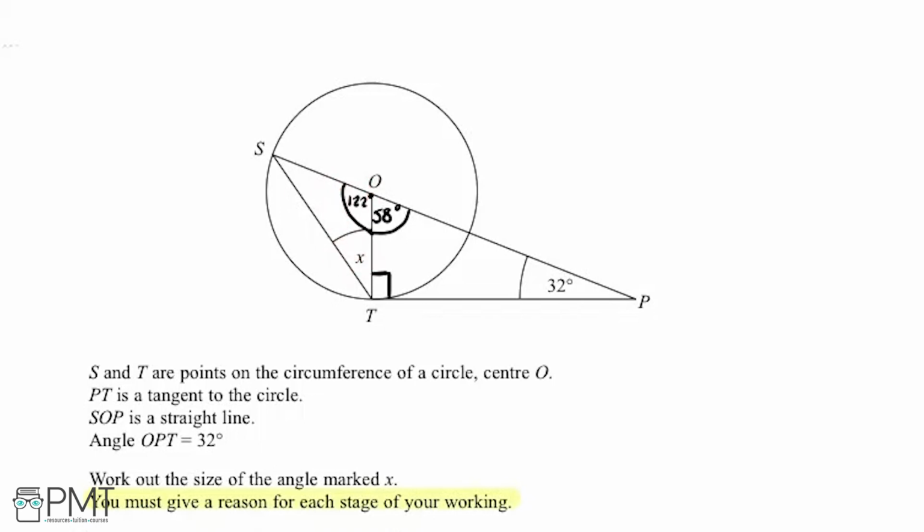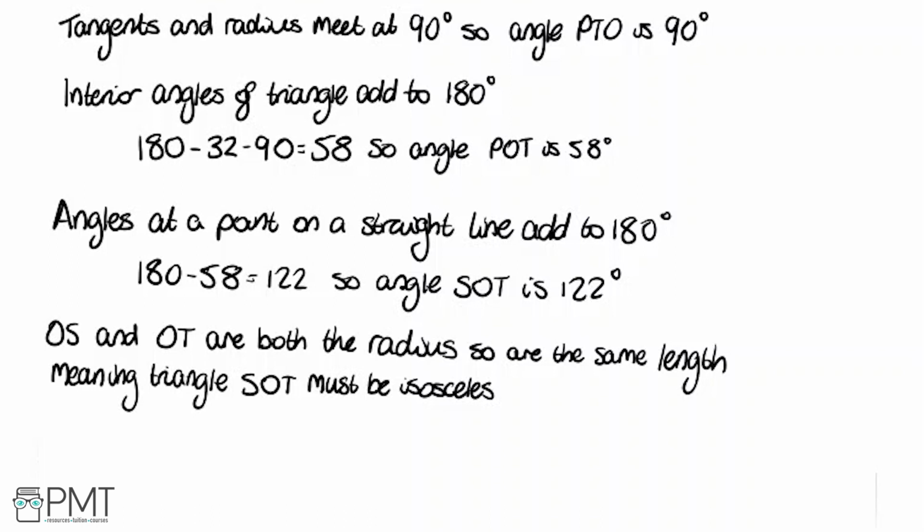And we see that OT here and OS are both the radius of the circle, because again, O is the centre. So we know that OT and OS must be the same length. So therefore we've got an isosceles triangle here, because an isosceles triangle is a triangle with two sides of exactly the same length. So I've written that here, that OS and OT are both the radius, so are the same length, meaning that this triangle here must be isosceles.